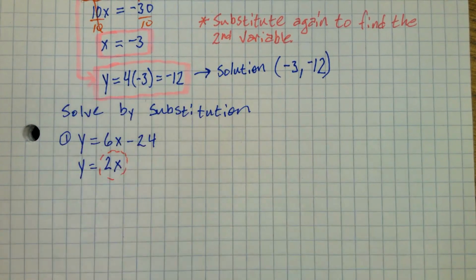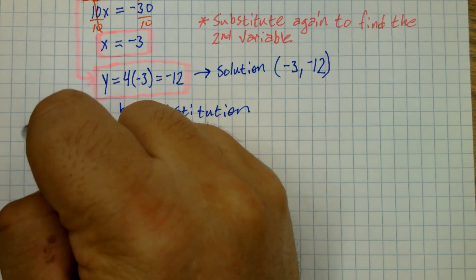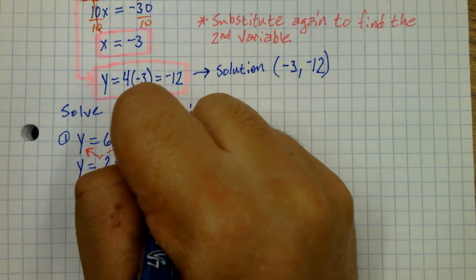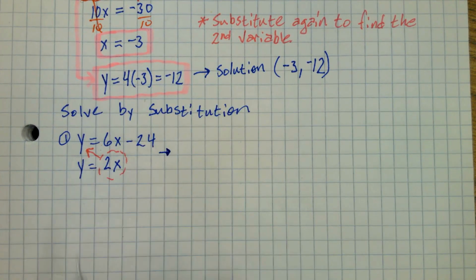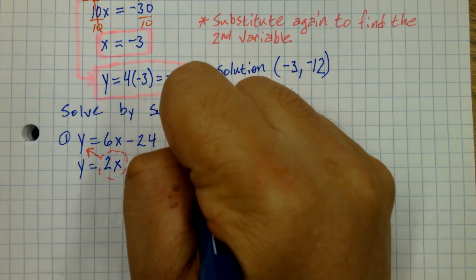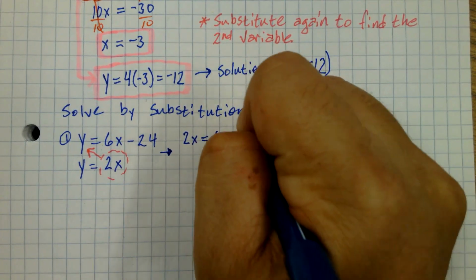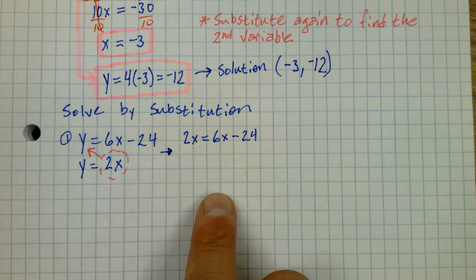And where is it going to go? Replace it here. Okay. So we're going to replace it there. I'm just going to write that next step just to the right. Okay. So I'm going to replace y with 2x equals 6x minus 24. Okay. Didn't do anything. Oh boy. Okay. So we did that substitution.